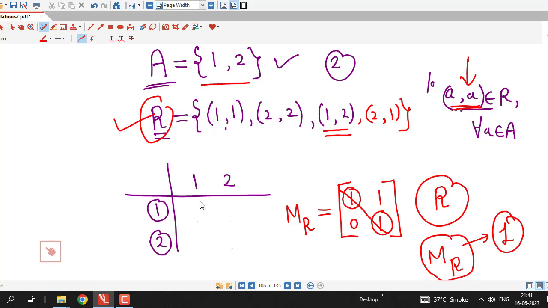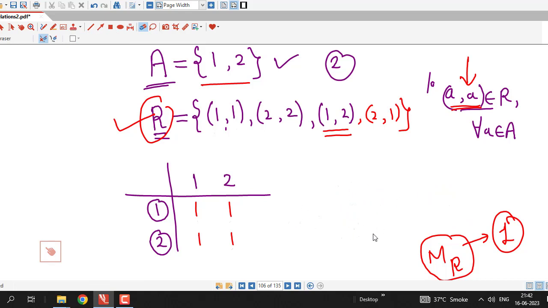Here 1 1 is present, so I am writing 1. 1 2 is also present, so here also I write 1. 2 1 is also present and 2 2 is also present. So this relation is symmetric relation and we have written its relation matrix.